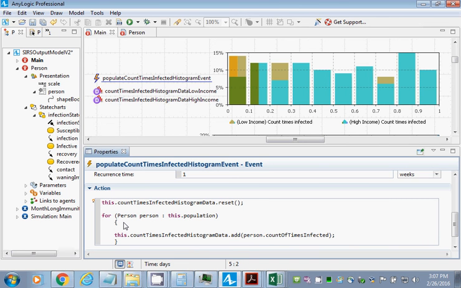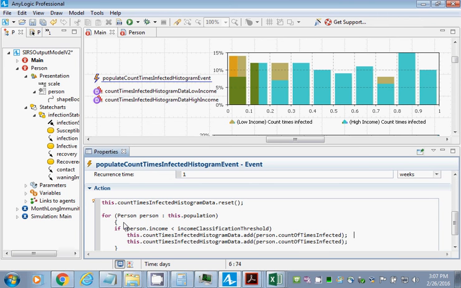Okay, count times affected low income. Otherwise, count times affected high income. Okay, let me put it up, ladies and gentlemen, on the big screen. Bearing in mind that none of this stuff here has changed. It's only that I've added these brackets, and then I've said if person.income is less than the income classification threshold.